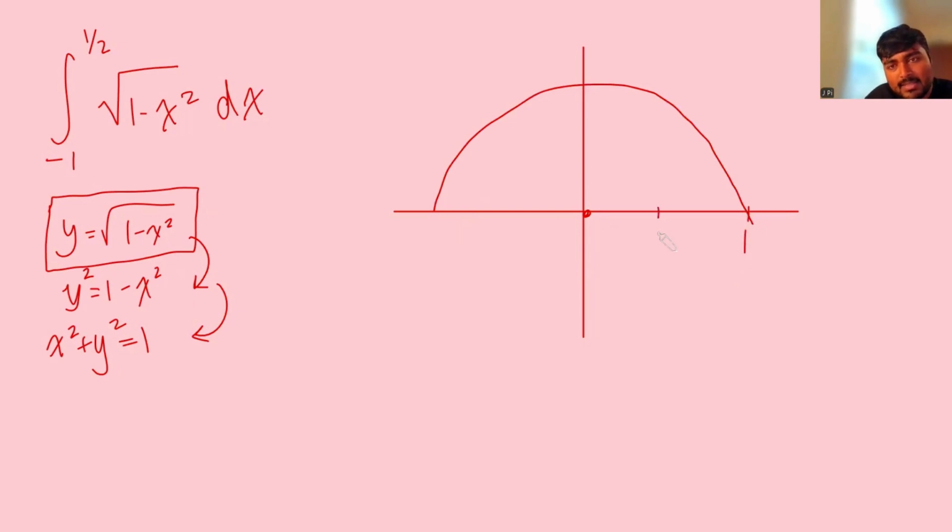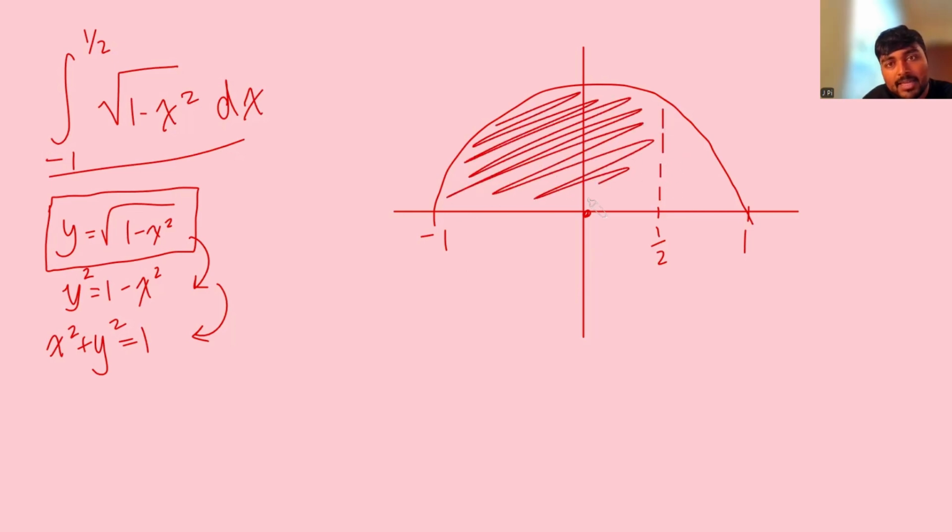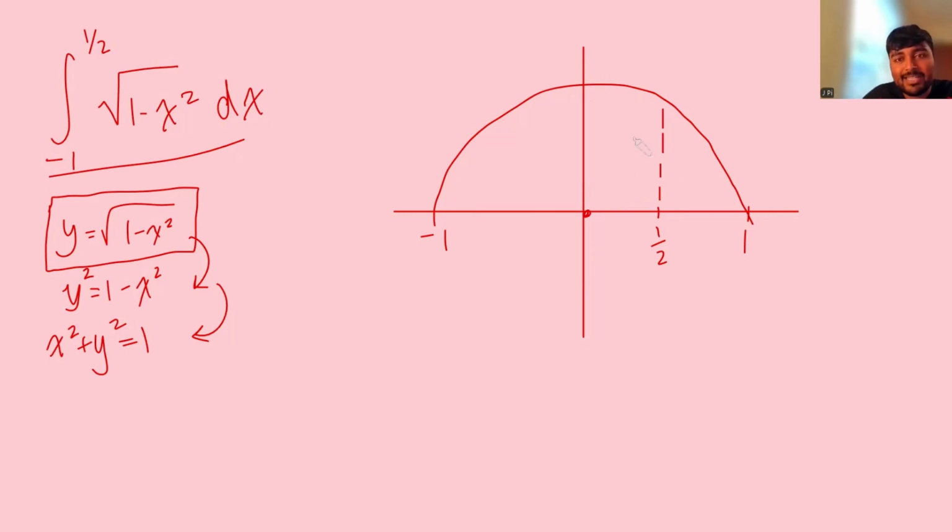So there's 1, there's a half roughly, and there's -1. And this integral here, well, that's just the area underneath the graph from -1 to a half. So this area here, that's what we want to work out. Okay, well, how do we do that? The trick is to draw this line here. If I call this triangular area A, and then this big sector here, B, we're going to work out A and B separately.